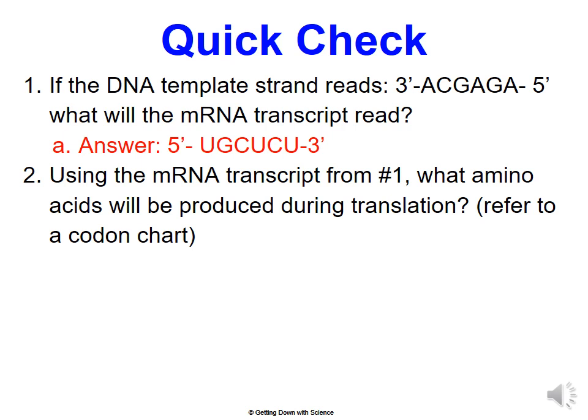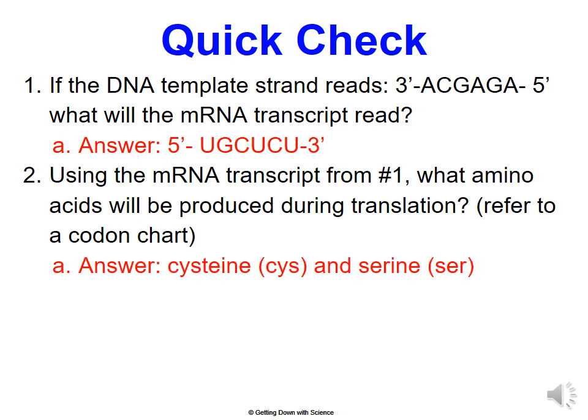Using the mRNA transcript from number 1, the one we just created, what amino acids will be produced during translation? So we're going to use that codon chart for this. Our first codon is UGC, and our second codon is UCU. Remember, reading frame's important. So we get cysteine and serine.